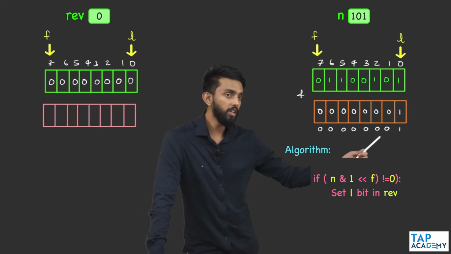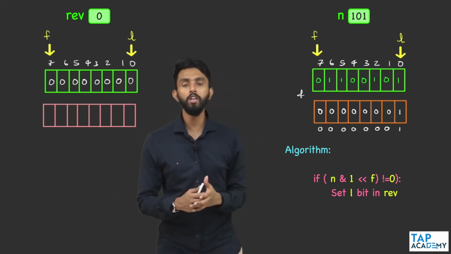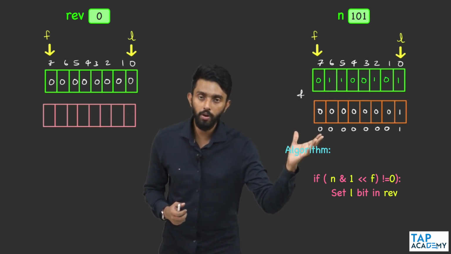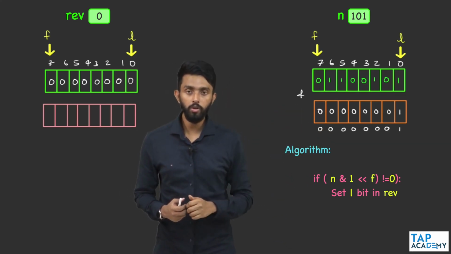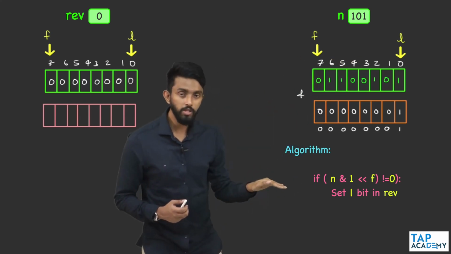If that happens, tell me, in decimal, is this 0 or non-zero? 100% everybody would agree, sir, this is not equal to 0. So if it is not equal to 0, I know that the bit is set. So see here, I am just writing that.